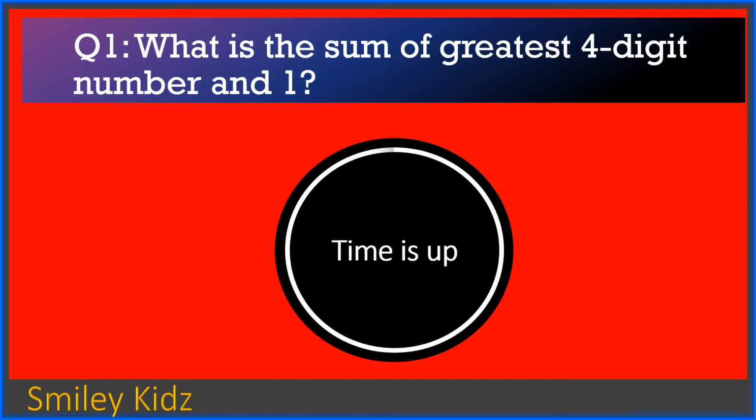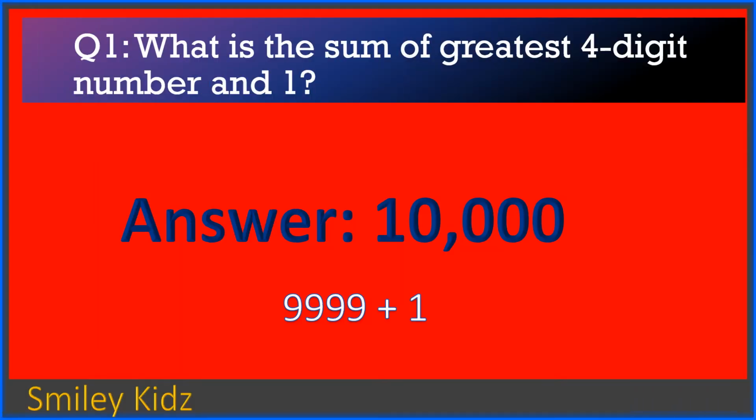Your time is up. The right answer is 10,000. The greatest 4-digit number is 9,999. Plus 1 gives us 10,000.